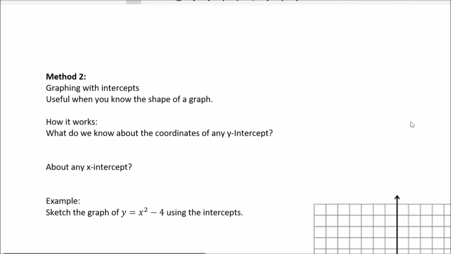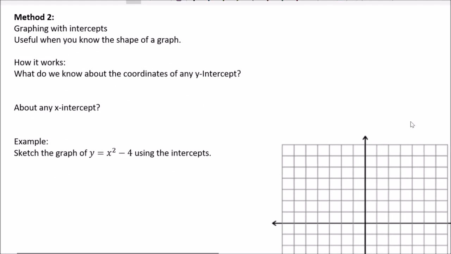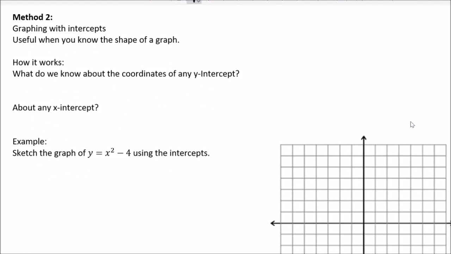What about method 2? In this method, we're going to graph by using the intercepts. A little bit more algebraic, a little bit less guess and check. So when does this one work? It works really well when you know the basic shape of the graph, and maybe you'll need to get a few extra points like we did in method 1, but oftentimes this will be enough.